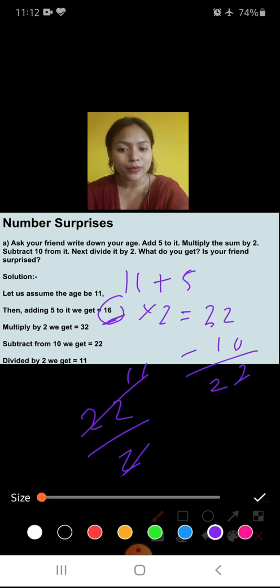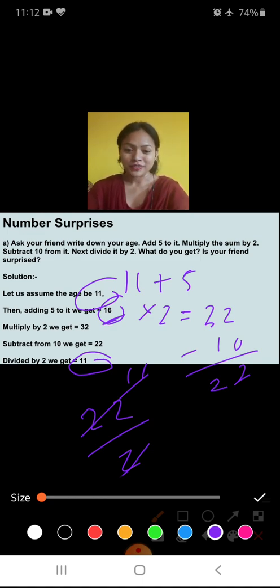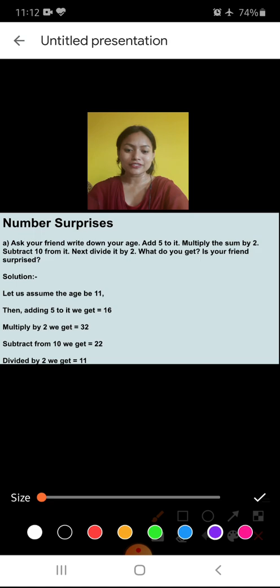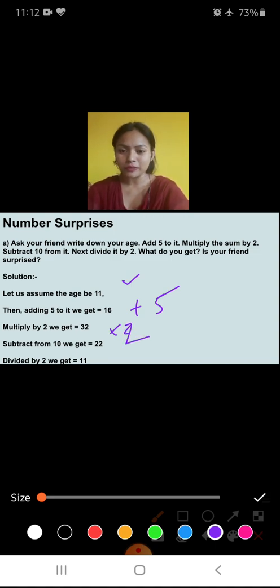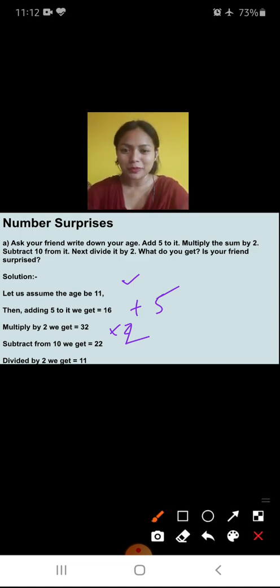So is your friend surprised? Now see, it is 11 and your friend's age is also 11. Is it okay or not? See what we did. Let's see it once again. We have to assume an age, that is 11. Then we add 5 to it. After that we multiply the answer by 2, then subtract 10 from that, and then divide by 2. We will get the same number that we assumed in the beginning. So this is what number surprise is.